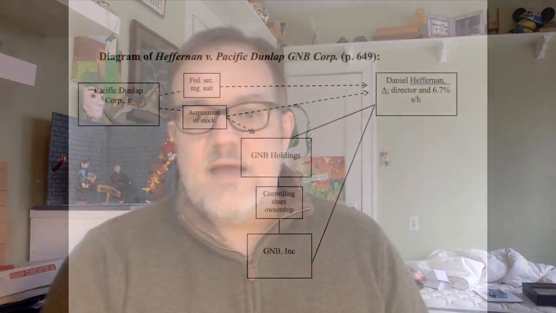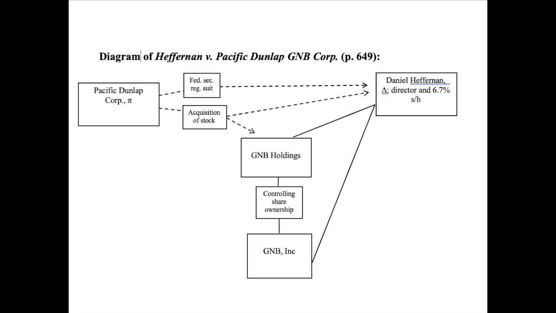Okay, so that brings us to another case, Heffernan versus Pacific Dunlop GNB Corporation. This one's just a little bit more complicated, so let's take a look at a diagram. All right, so the Heffernan case is pretty straightforward, but a little bit more complicated. Heffernan is an individual who was a shareholder and a director of two different companies. One company was the parent corporation of the other. The parent was a holding company. The subsidiary was an operating firm.